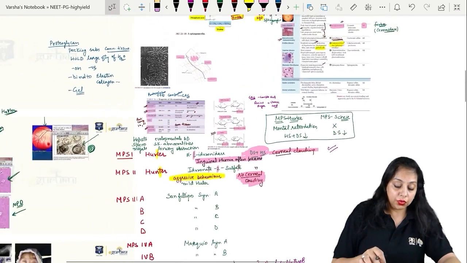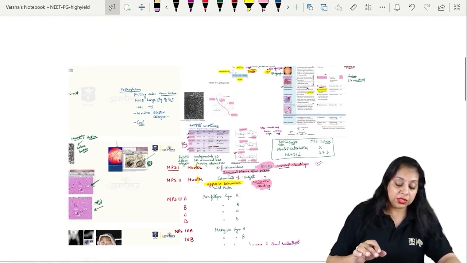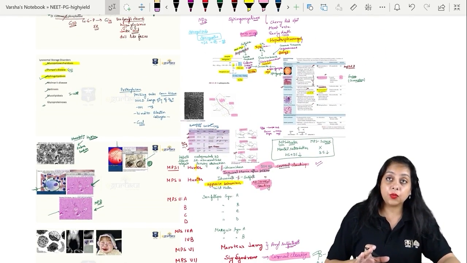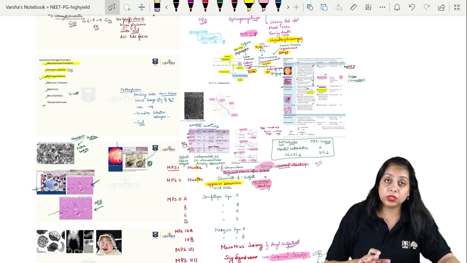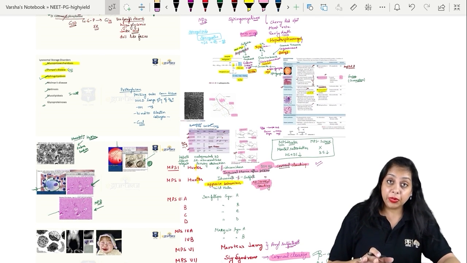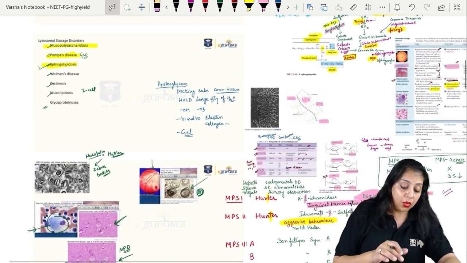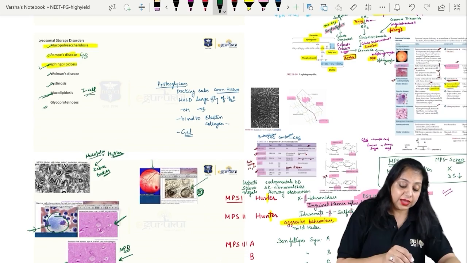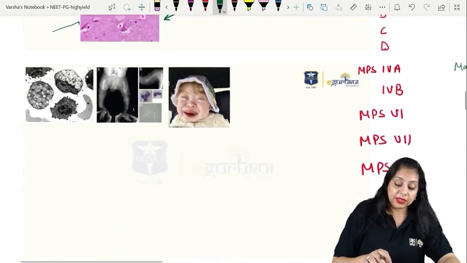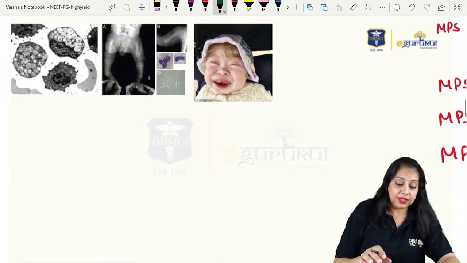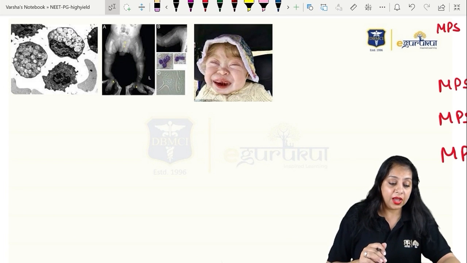Okay, so now we know so many high-yield questions just from one topic. We know sphingolipidosis, we know mucopolysaccharidosis, we know Pompe's disorder, which is a lysosomal storage disorder. I want to quickly go over the mucolipidosis, that is I-cell. This is the characteristic of the I-cell.